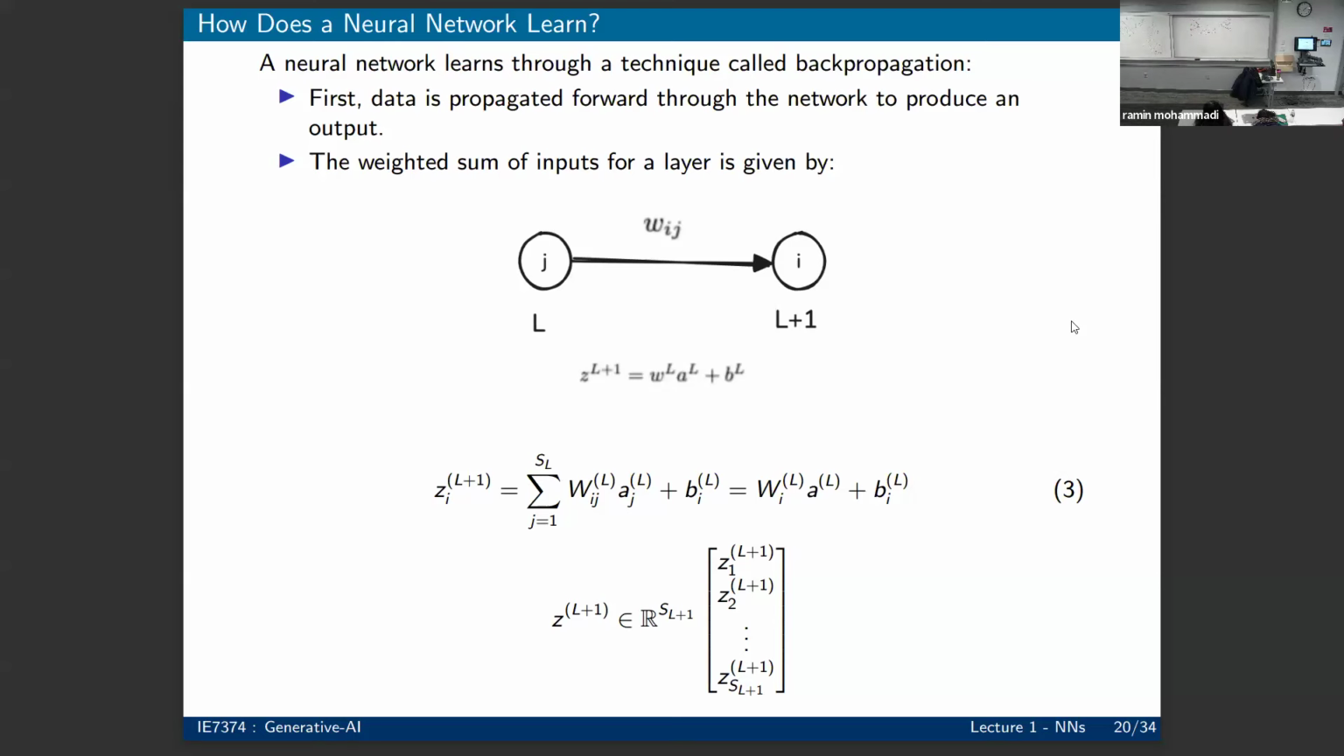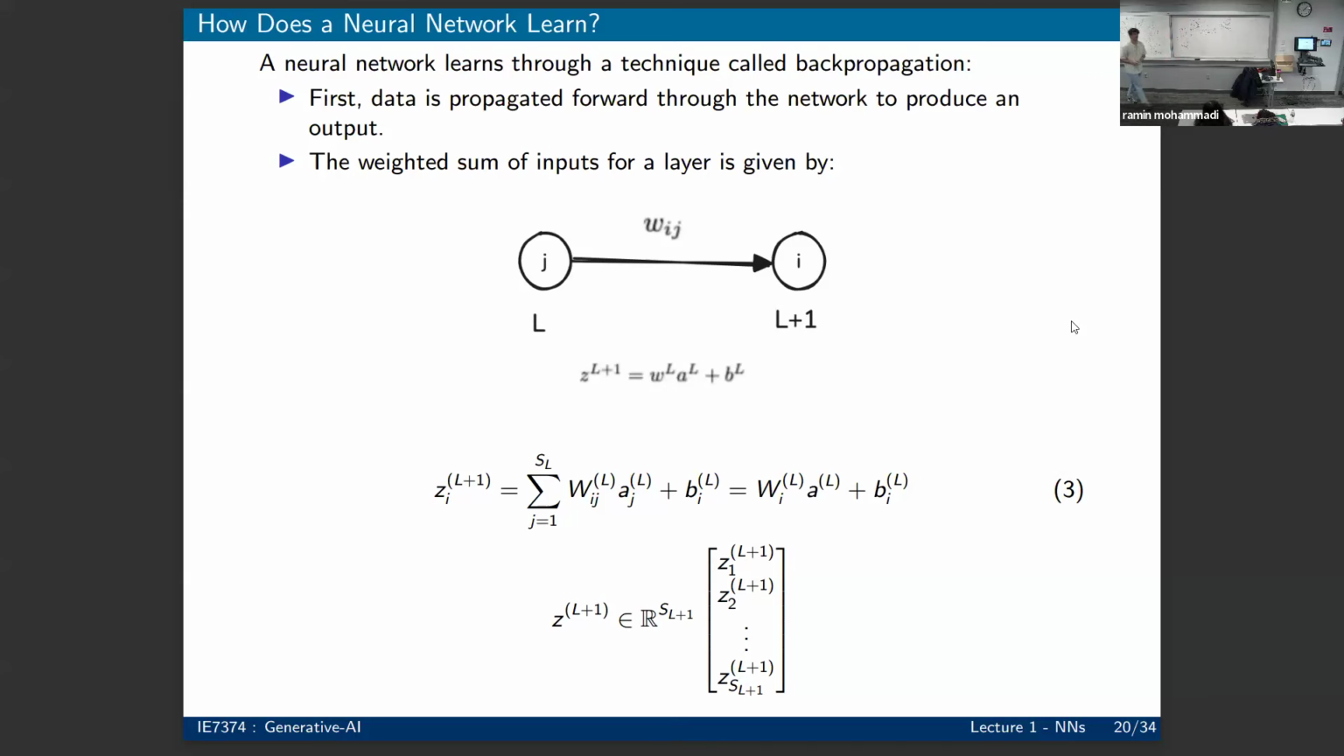And then when you think about layer L plus 1, you have a series of these on top of each other. Right? So this Z_I is just for one node. If you have S_(L+1) nodes overall, you will get Z to be a vector of size S_(L+1), with Z1 all the way to Z_S(L+1). For every node in that layer, you have one raw input. So that's the vector of raw inputs, right?